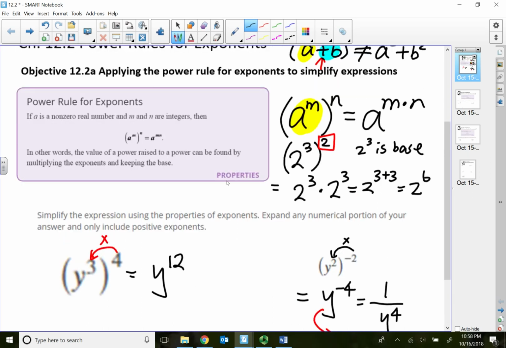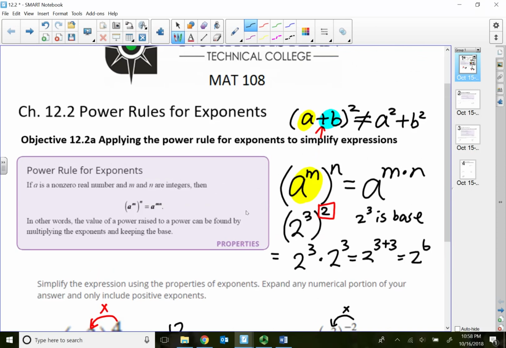So power rule means we will multiply. Remember now, to know it's time to multiply the exponent, you have to see a parenthesis with an exponent outside and make sure there's only one term on the inside. If you've got multiple terms inside, you cannot apply the power rule. It does not even make any sense.